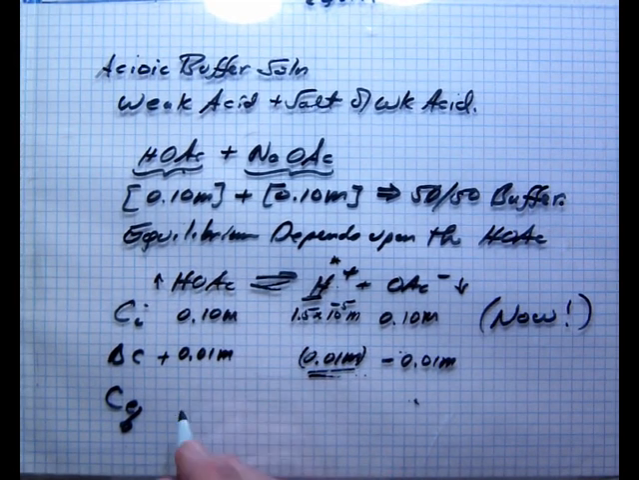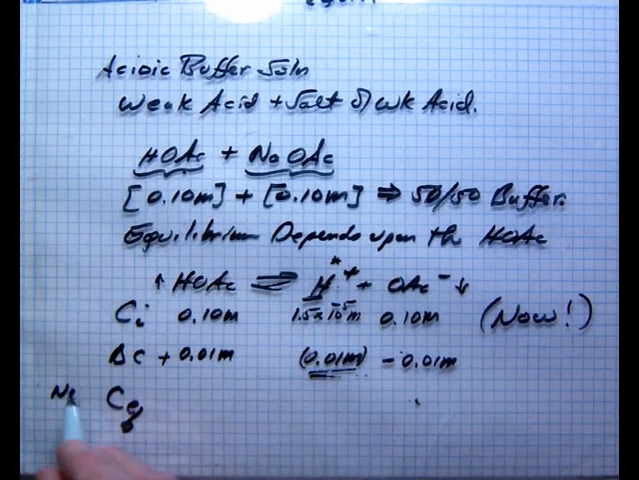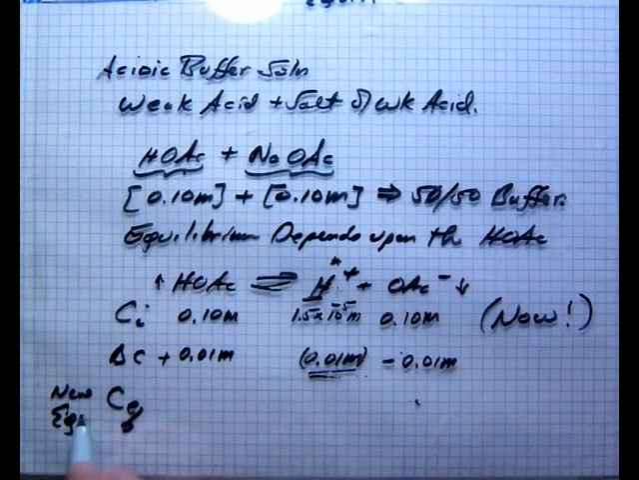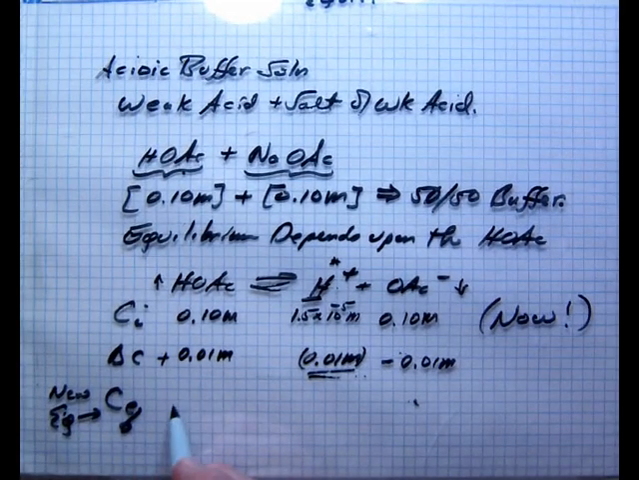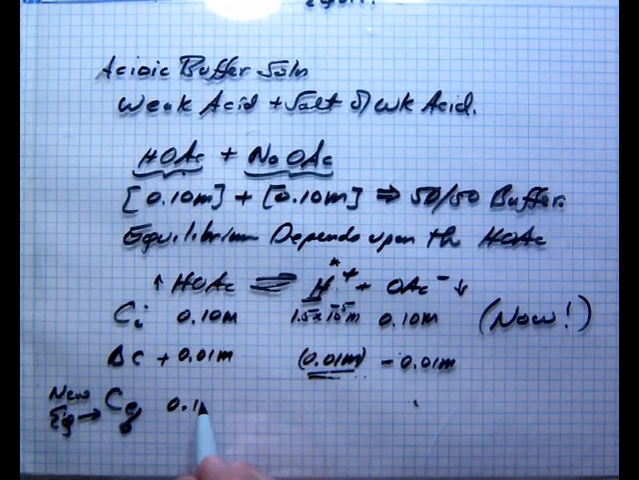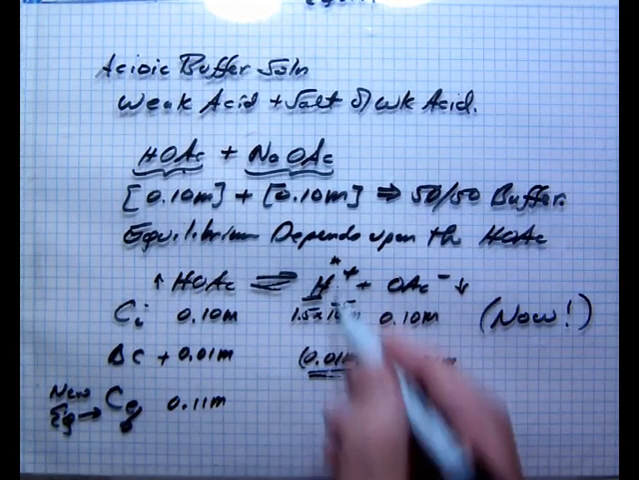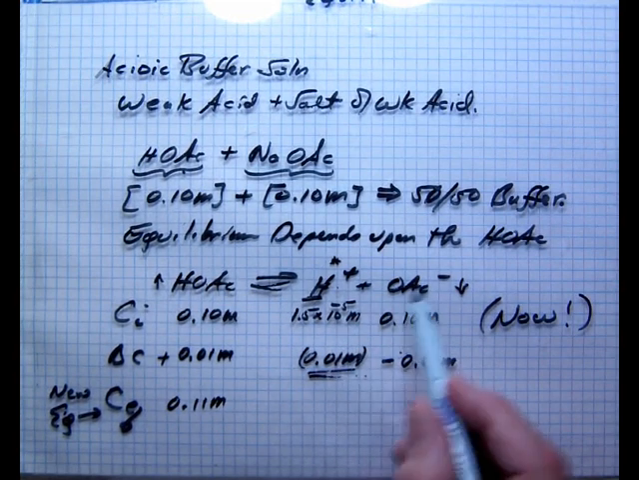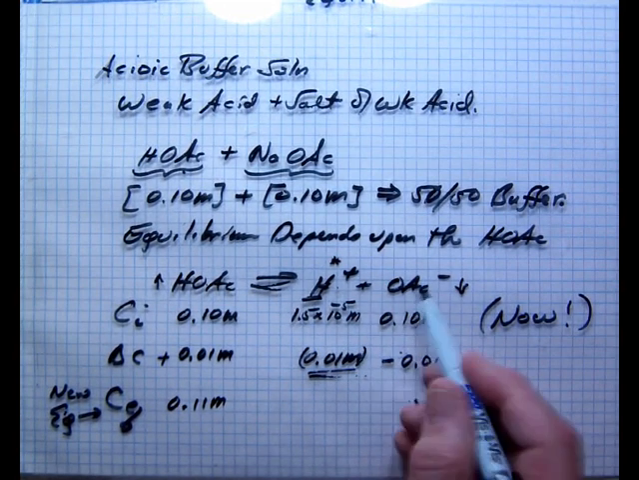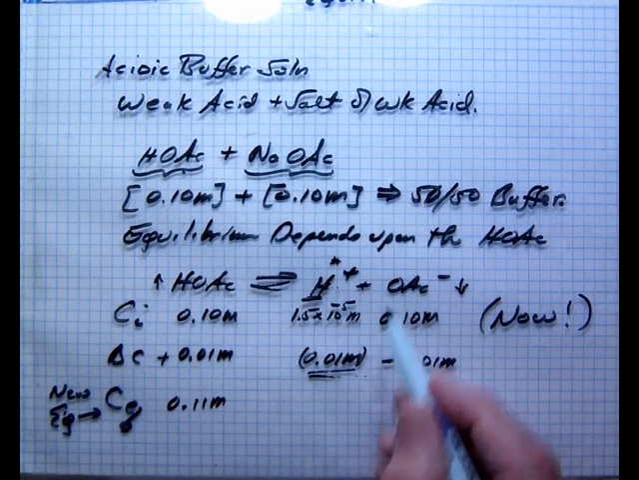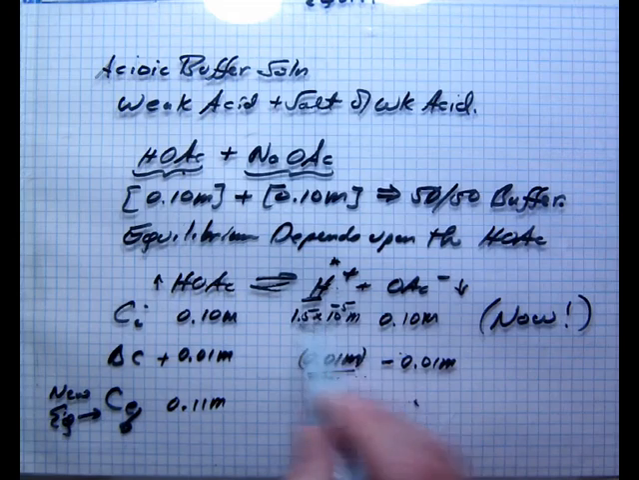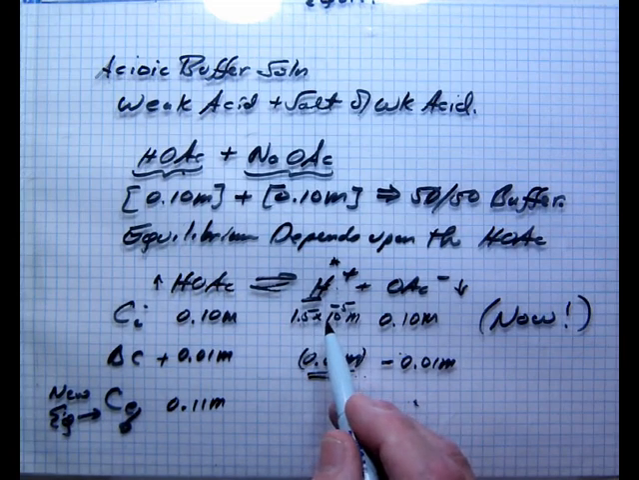So if I add these two together, the new equilibrium right here will be 0.11 molar in the acetic acid. Now look, this combination takes place to remove the extra, and it'll suck this out so fast you don't even know it was there.